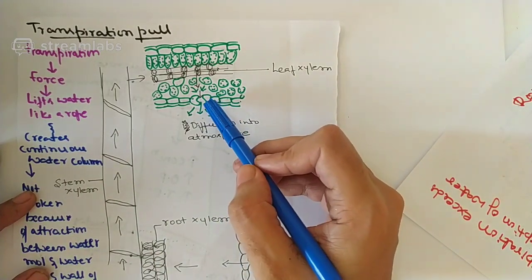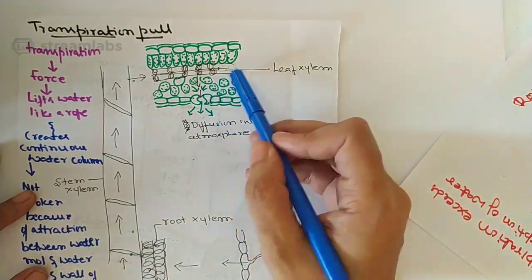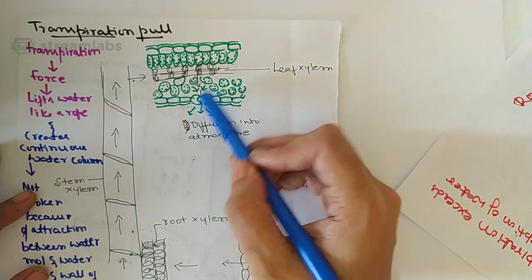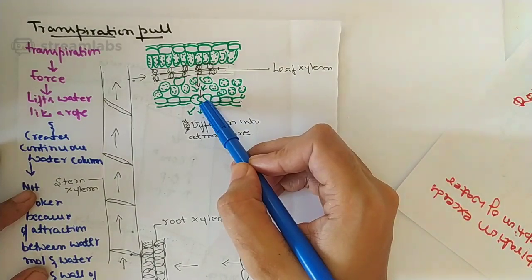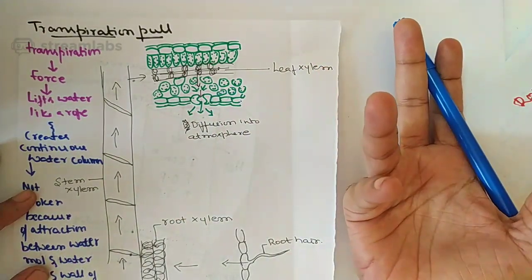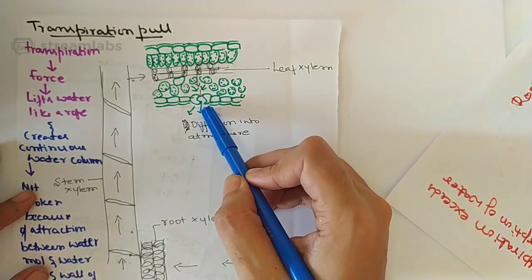As soon as it loses water, it is going to absorb water from the neighboring cell, a neighboring cell to the guard cell, students. It is the mesophyll cells. Now in the mesophyll cells there is no water. Why is there no water in mesophyll cells? Because it has given its water to the guard cell.